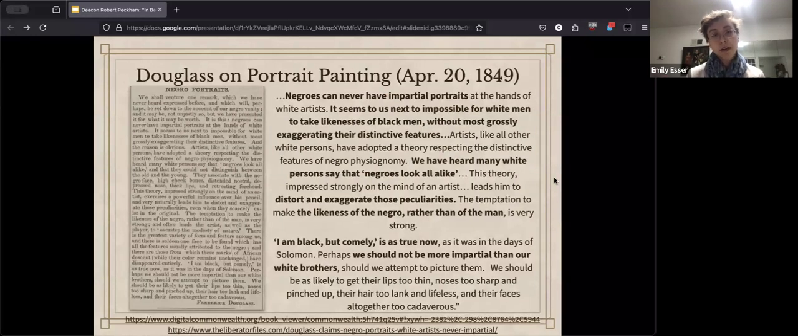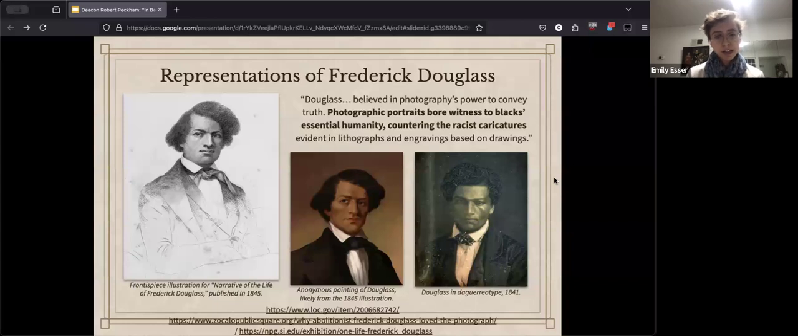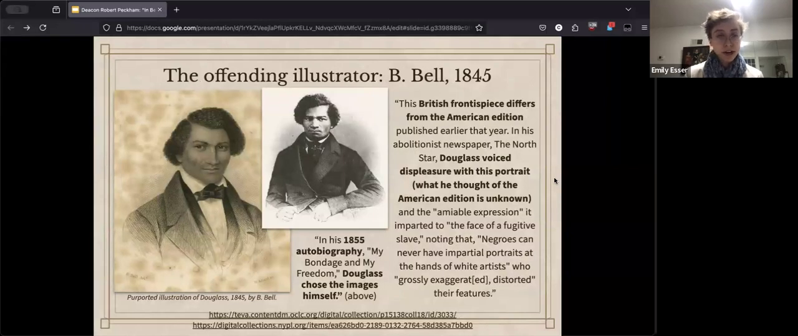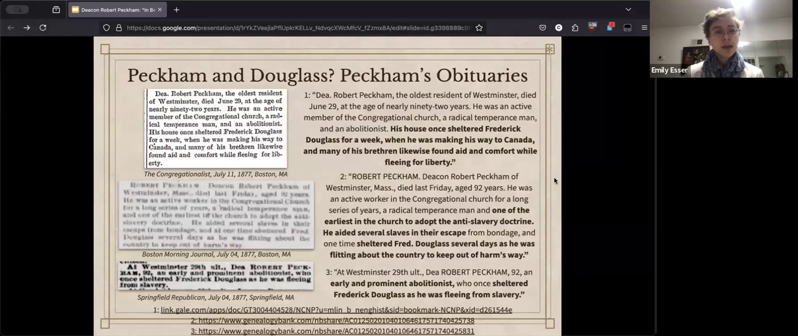Now some remarks by Frederick Douglass in portrait painting. He didn't think very favorably of it. Here he is. There was a painting done from an engraving, but he didn't sit for a portrait that we know of. I wish he did, because he is linked to Peckham. Here's the wrong illustration. It's not very good. Peckham's obituaries all cite Frederick Douglass. They seem to have been embellished a little bit.